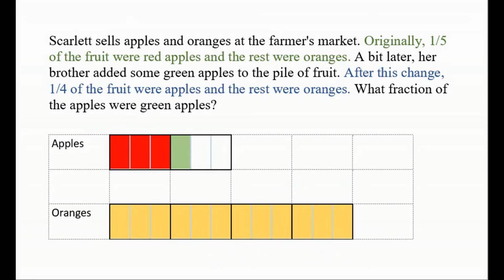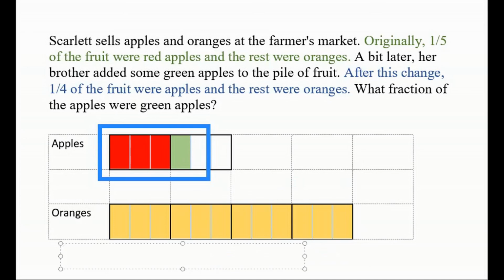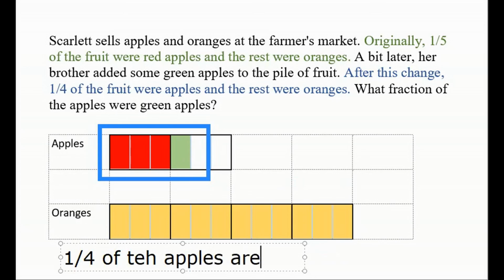So what do they want us to find? What fraction of the apples were green apples? Well, there are 4 equal parts representing the apples. One of them is green. So the answer has to be 1/4. It doesn't say what fraction of the fruit. It says what fraction of the apples. That's my answer.